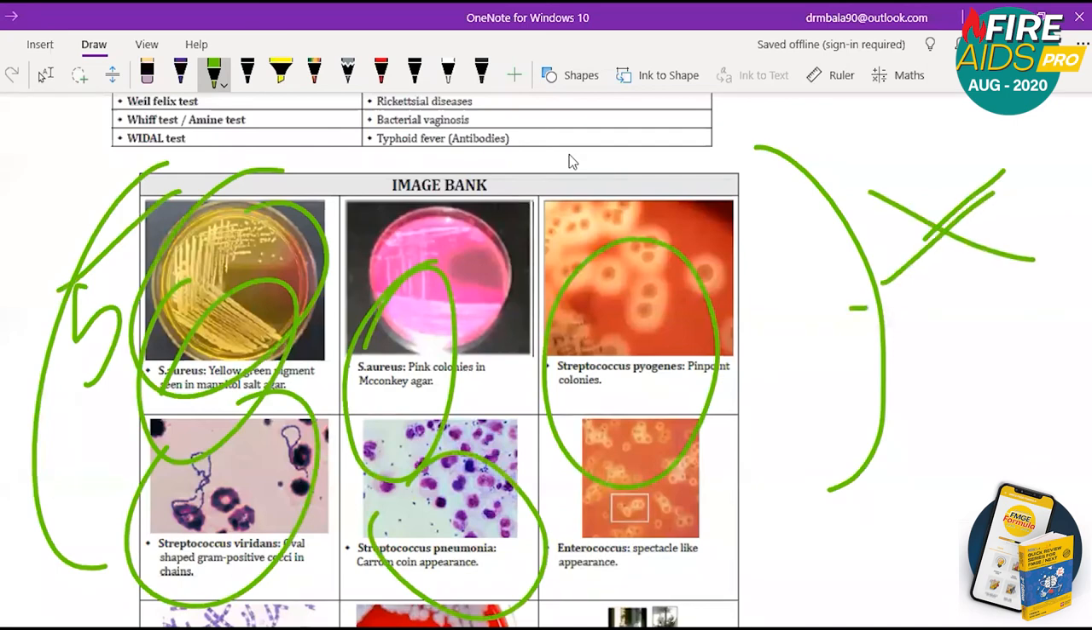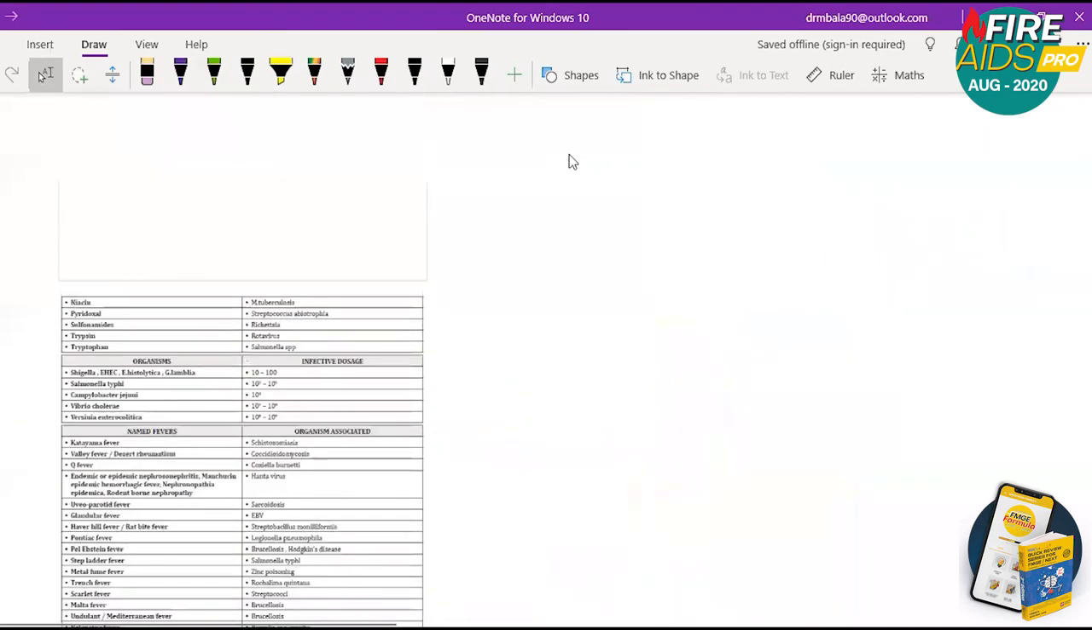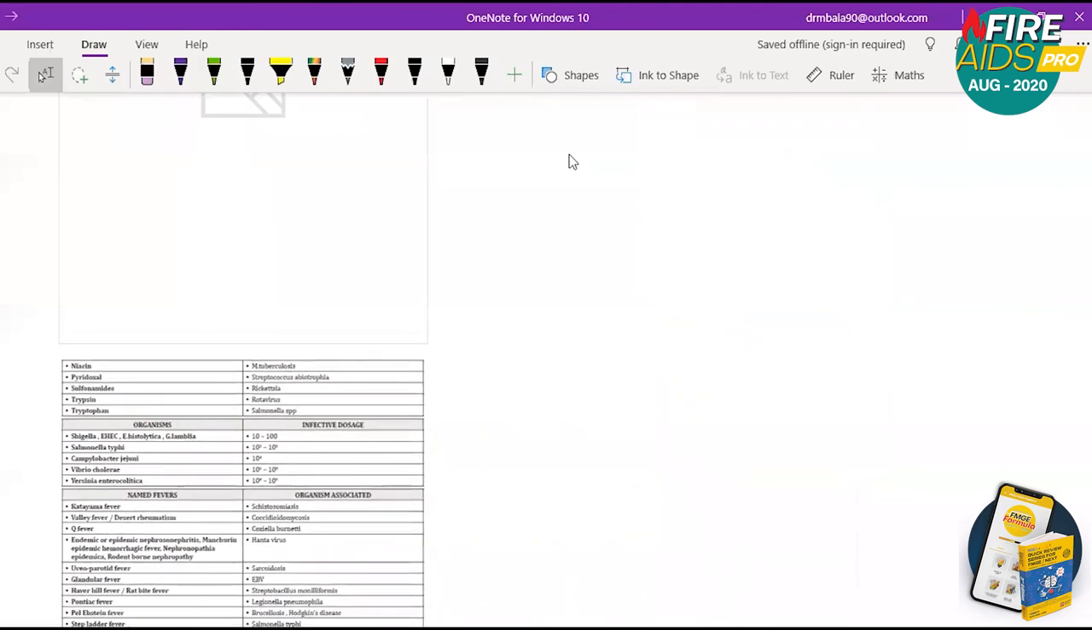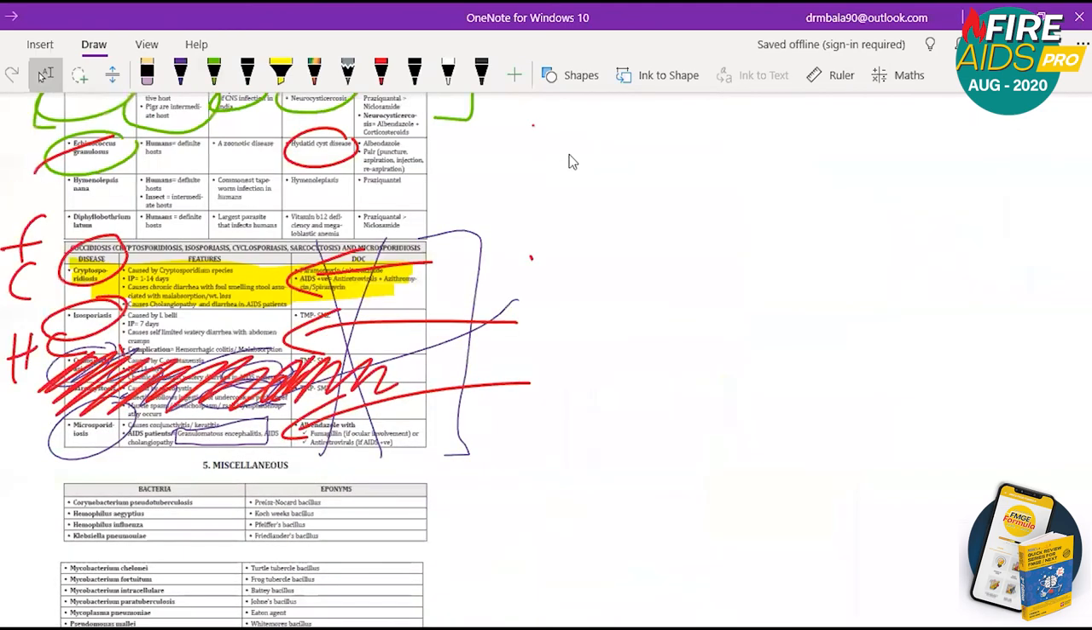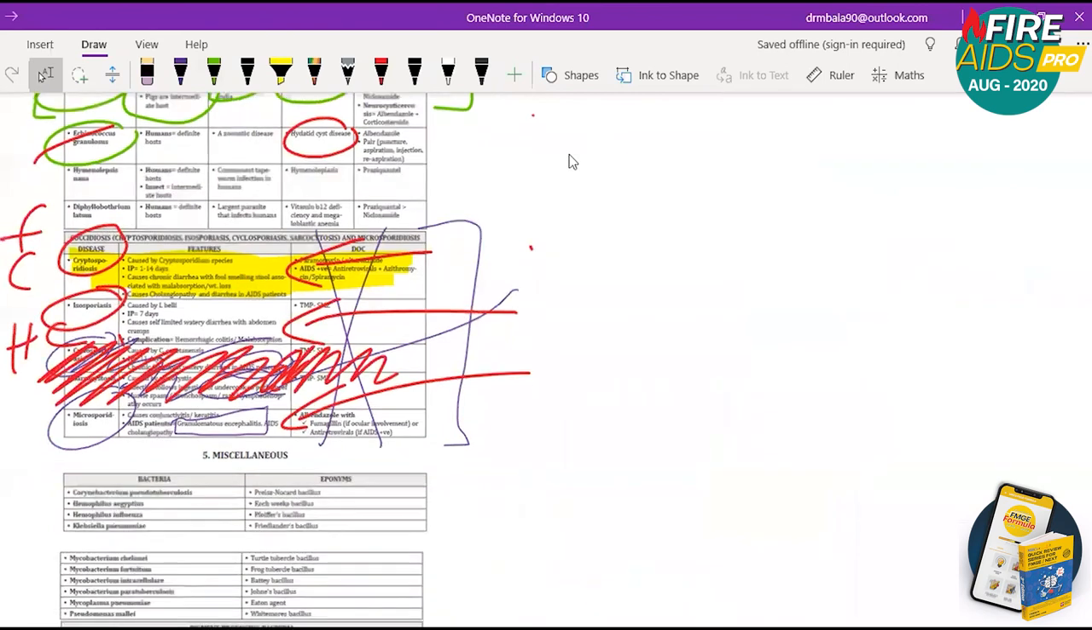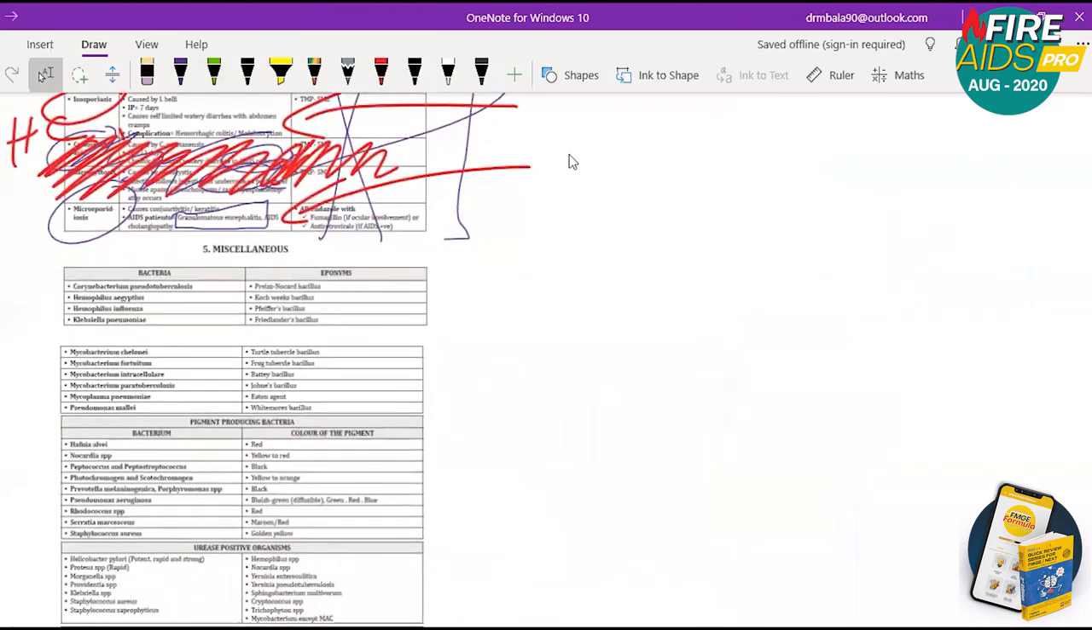Same like pathology. In pathology, if you don't memorize the appearances, that is not going to stick to you. So I'm not going to discuss the image bank now. Hardly, you can get one image question, hardly. So before going to the image bank, you should make sure that you memorize everything that we discussed today. If you skip miscellaneous, that is still fine.